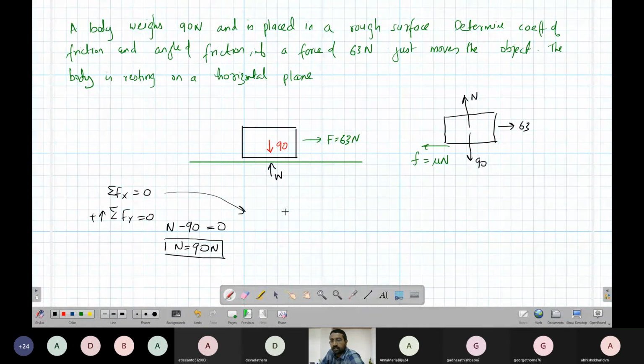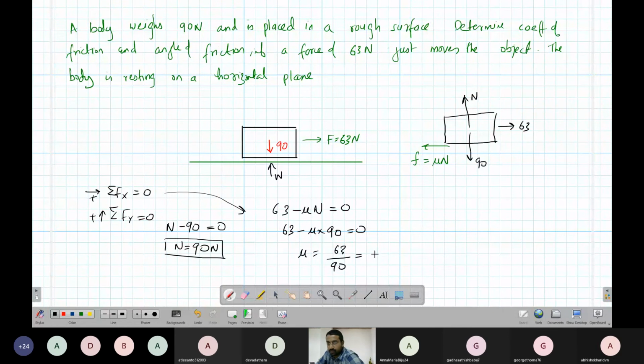Now in the x direction, I get positive 63 minus mu times N equal to 0. This is the equilibrium equation. If there is an unbalanced force, that is, summation of Fx is not equal to 0, it means the body will start moving in that direction. So 63 minus mu times N, with N as 90, equal to 0. So mu equals 63 upon 90, which gives approximately 0.7. The coefficient of friction is 0.7.